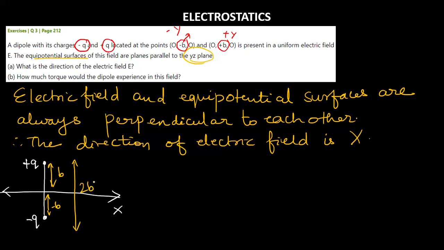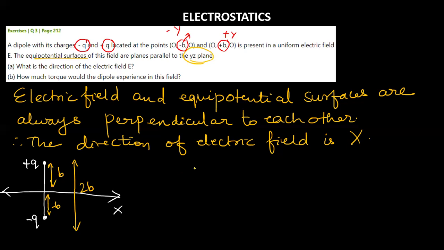Many times students get confused and subtract the two distances, so minus b plus b becomes 0. But 0 will not be the answer; it will be 2b. You just have to add the magnitudes, don't consider the direction plus and minus, and you will get the total distance as 2b, right? So the distance between the two charges is 2b.